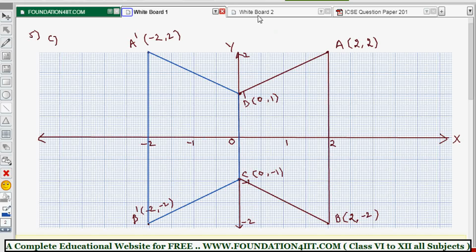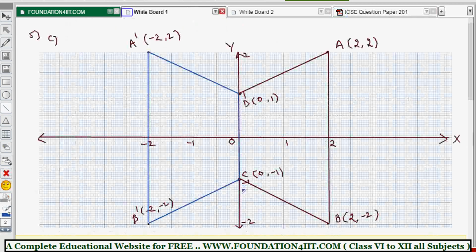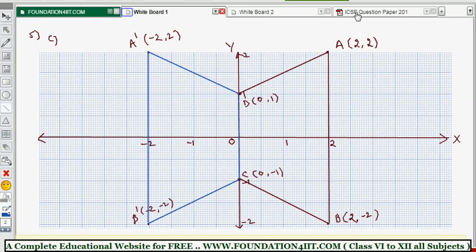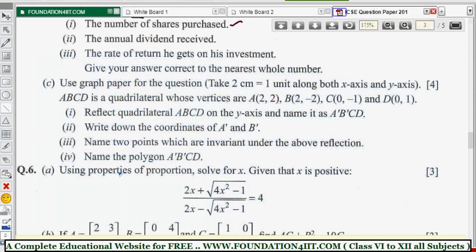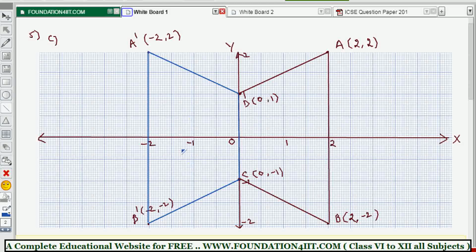And the third one is: name 2 points which are invariant under the above reflection. So the 2 invariant points under the reflection are 0 comma minus 1 and 0 comma 1, because there is no change, they are invariant. And name the polygon A dash B dash C D. So this is nothing but an isosceles trapezium. Okay, A dash B dash C D is an isosceles trapezium.